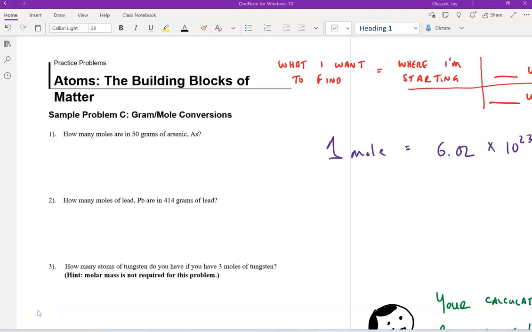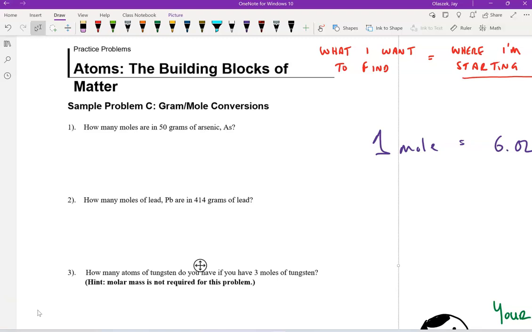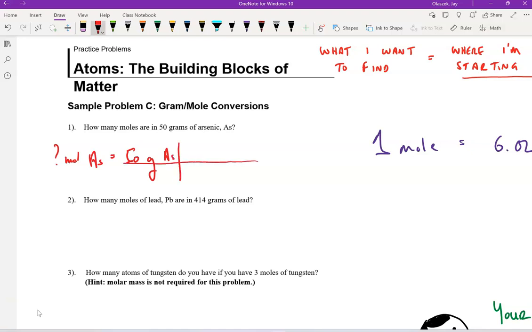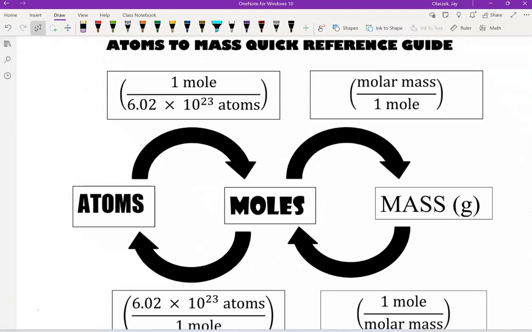Okay, this is practice 3C, and the first two are asking us to find moles from grams. So we're going to set this up by asking how many moles of arsenic are the equivalent of 50 grams of arsenic, and we need to use the molar mass of arsenic because we're trying to go from grams to moles, and that means we're going to use this part of the conversion, going from grams to moles.